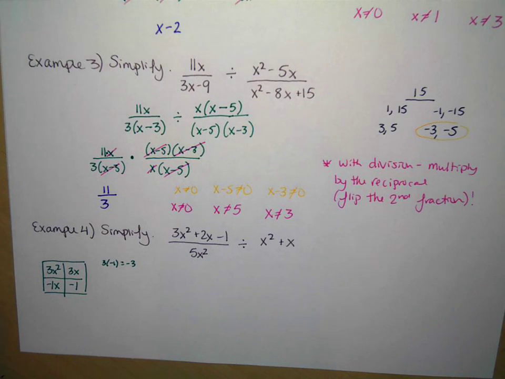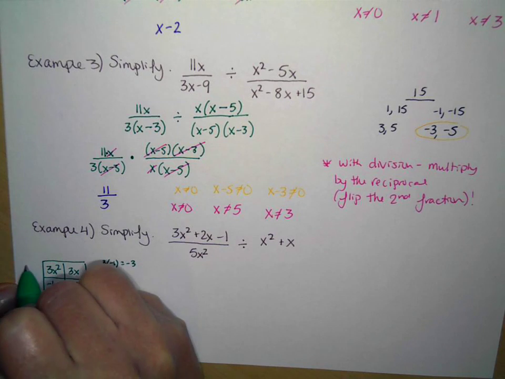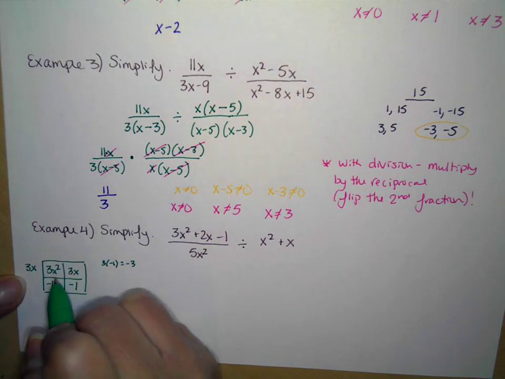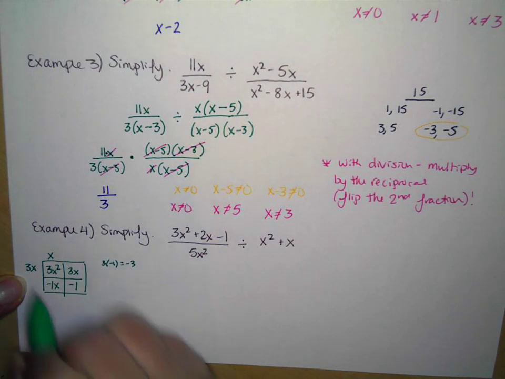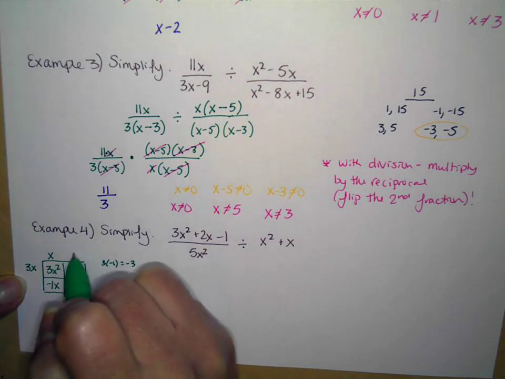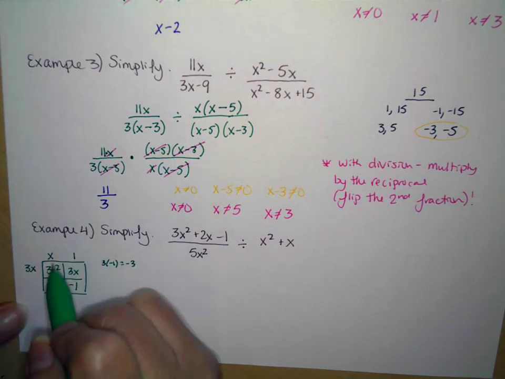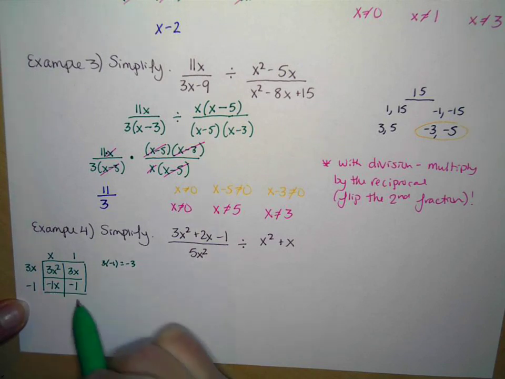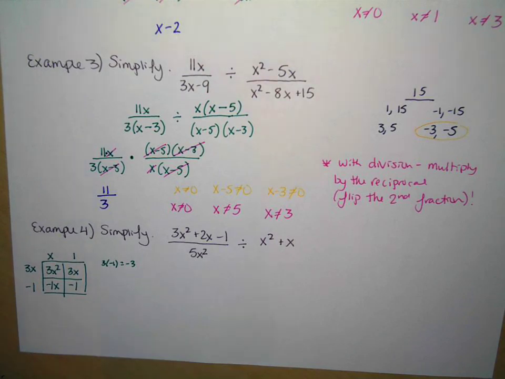And now we look at our top row. What's the greatest common factor of the top row? Well, hey, they both have a 3x, so I'm going to write that off to the side. 3x times x would give us x squared. 3x times 1 would give us 3x. And x times negative 1 gives us negative 1x. And to check our work, negative 1 times 1 does equal negative 1, so we know we're in good shape.